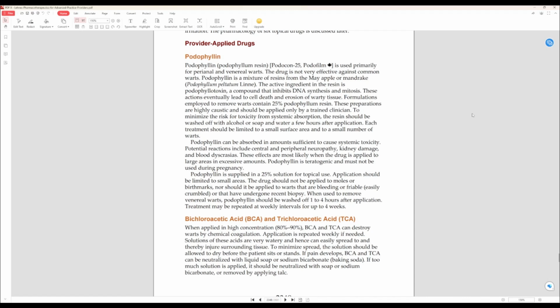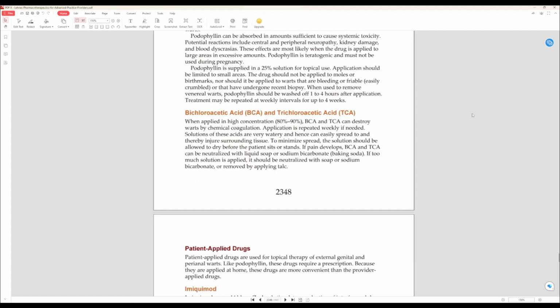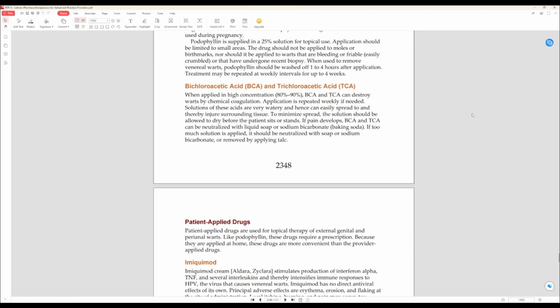Podophyllin is supplied in a 25% solution for topical use. Application should be limited to small areas. Again, the drug should not be applied to moles or birthmarks, nor should it be applied to warts that are bleeding or friable, or that have undergone a recent biopsy. When used to remove a venereal wart, podophyllin should be washed off 1 to 4 hours after application. Treatment may be repeated at weekly intervals for up to 4 weeks.